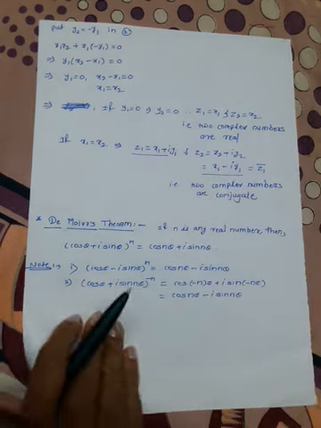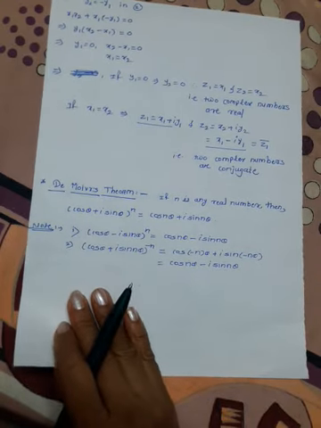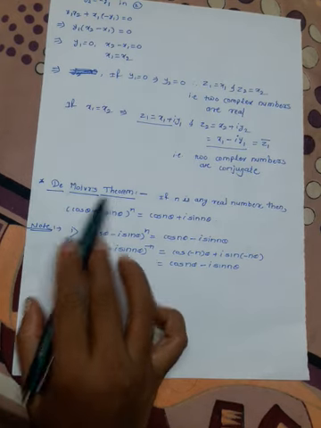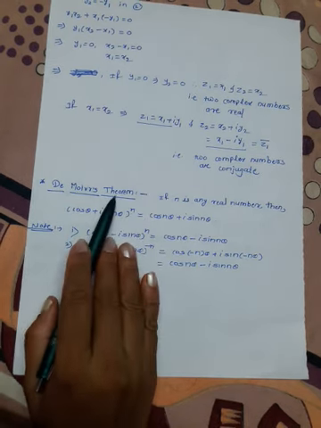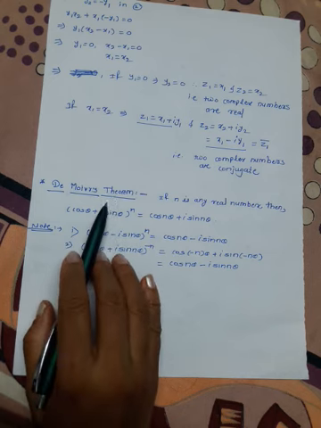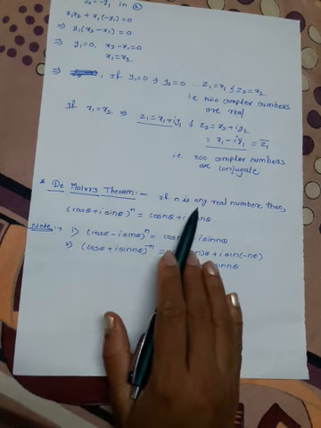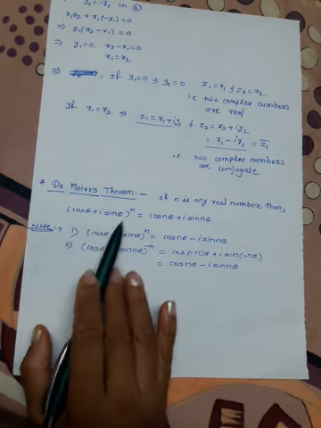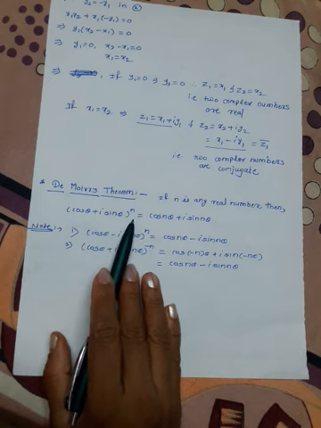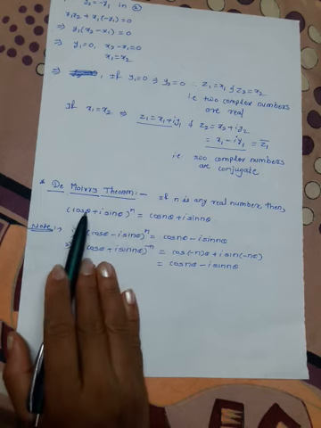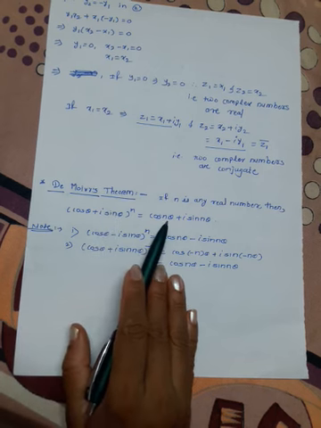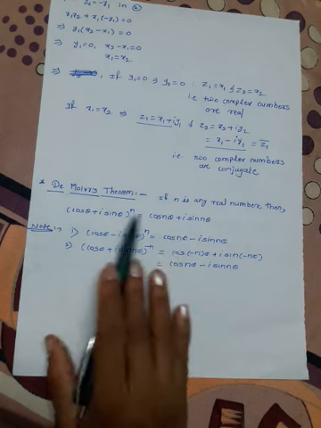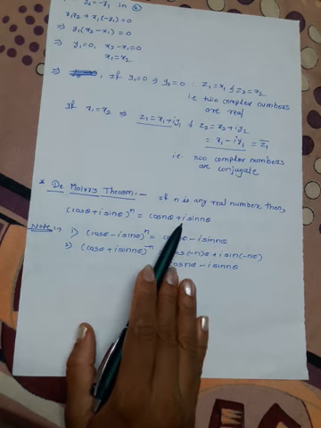Now let us see the main theorem of our chapter, that is De Moivre's theorem. It's a very important theorem, and it is very easy also. What is the statement of this theorem? If n is any real number, then (cos theta plus i sin theta) raised to n is equal to cos n theta plus i sin n theta. That's it. This is a very simple statement of De Moivre's theorem.